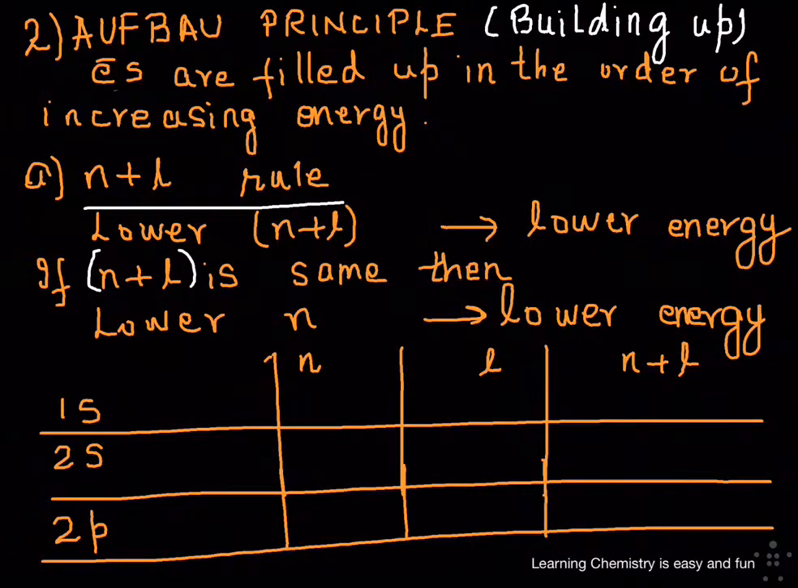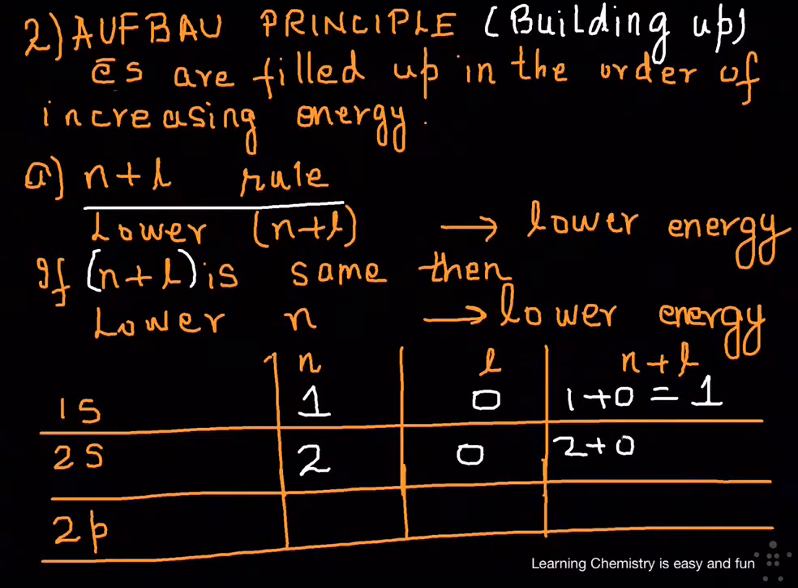If I am talking about 1s, the value of n is 1, s means the value of L is 0. So, what is 1 plus 0? Yes, it is equal to 1. Try similarly for 2s. The value of n will be 2. The value of L will be 0, because I am talking about the 2s sublevel over here. So 2 plus 0 gives me a value of 2.